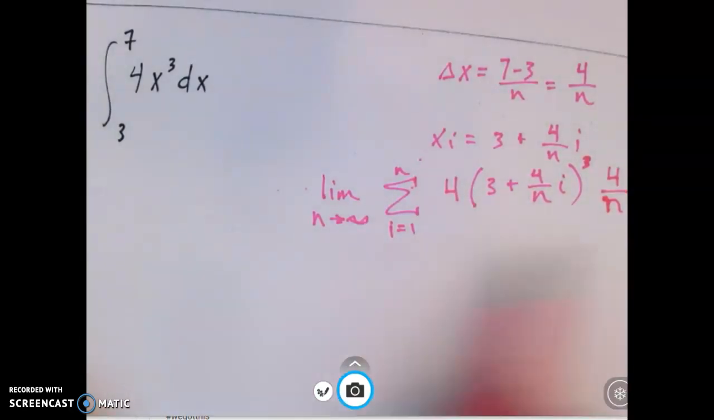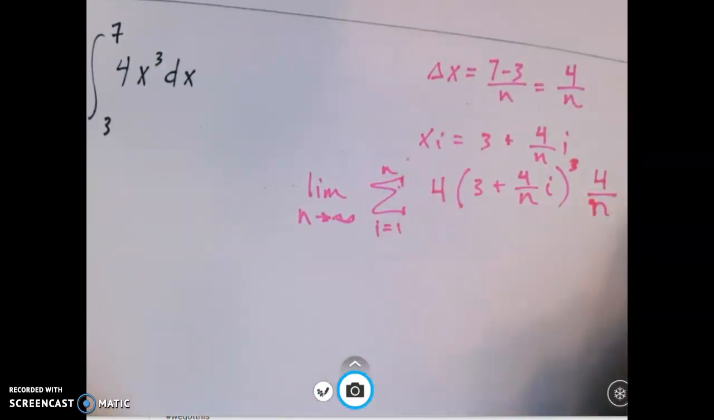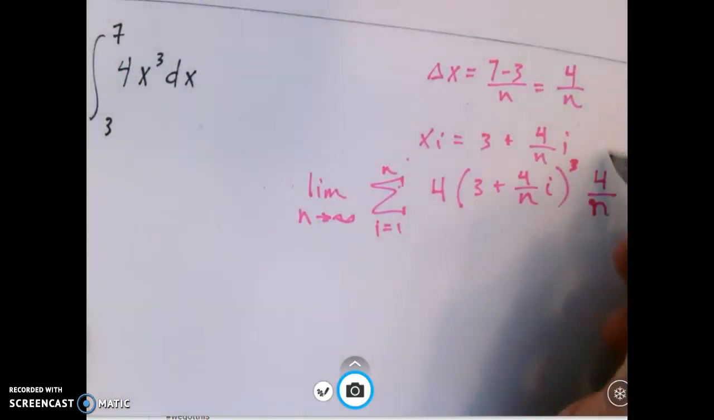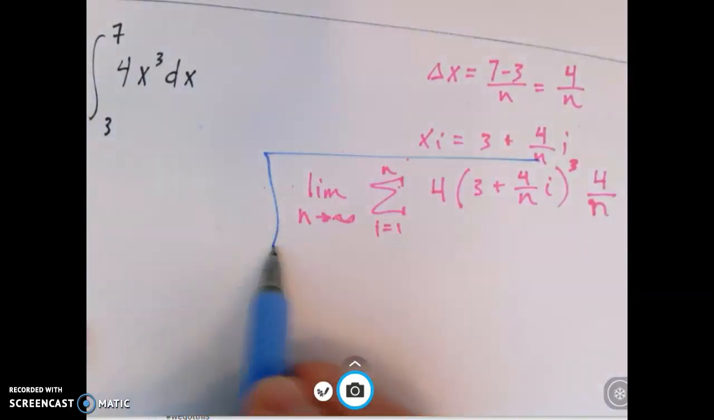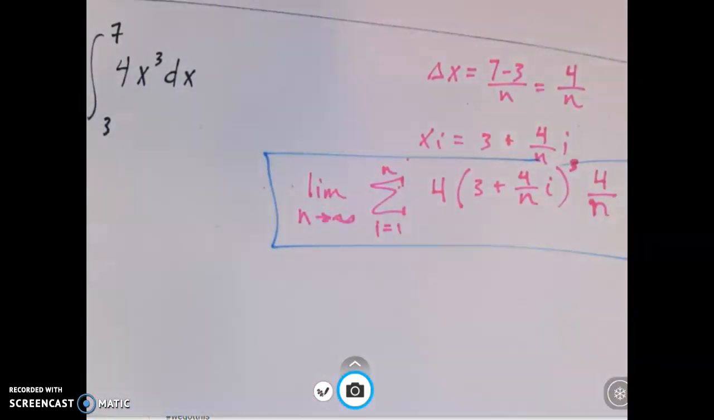There's no need to go further here. You don't need to simplify this, multiply the 4 by 14 or anything else. That's perfectly fine. Good.